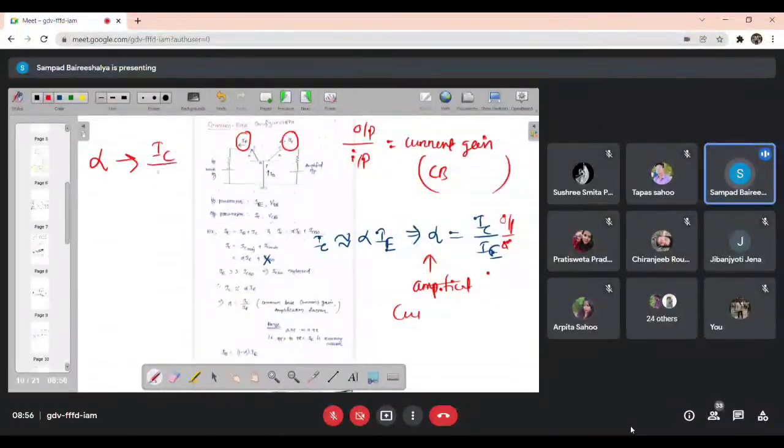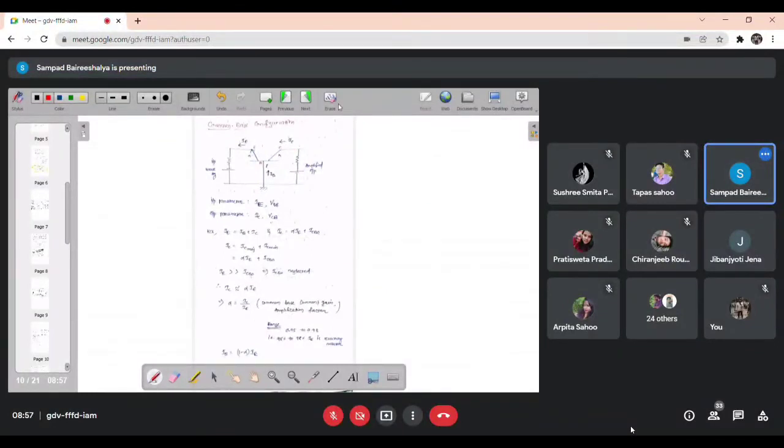So remember what alpha is: the expression for alpha is IC upon IE, and alpha is called the amplification factor for the common base configuration. Similarly, common emitter and common collector will have different symbols, and the amplification factor of each will be found, but the symbol will be different. So what have we learned? We have learned the current amplification factor, or current gain, of the common base configuration, which is nothing but alpha. Is that clear? And I already told you the alpha value is very high, around 0.95 to 0.98, that is, more towards 1.